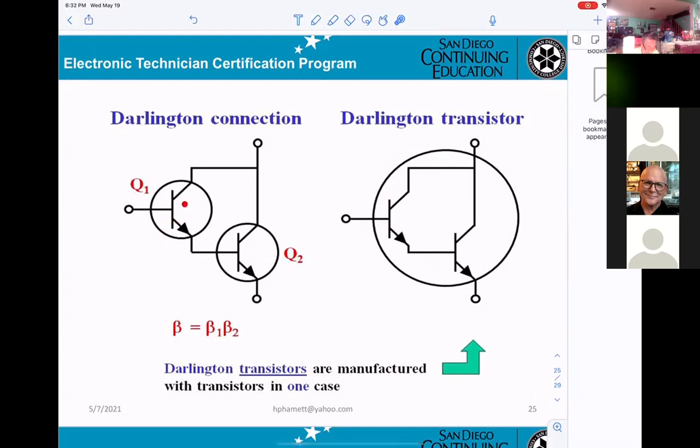Current gain on the first one is beta 1, on the second one is beta 2. The total current gain will be beta 1 times beta 2. So you can see the current gain will be very, very high. Okay.